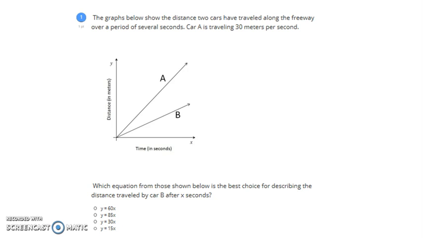traveled along the freeway over a period of several seconds. Car A is traveling at 30 meters per second. Which equation from those shown below is the best choice for describing the distance traveled by car B after x seconds? Well, obviously car B is traveling less.